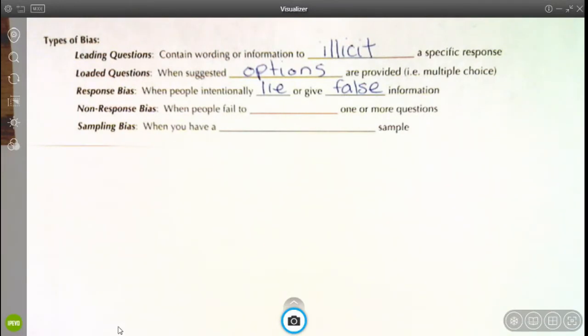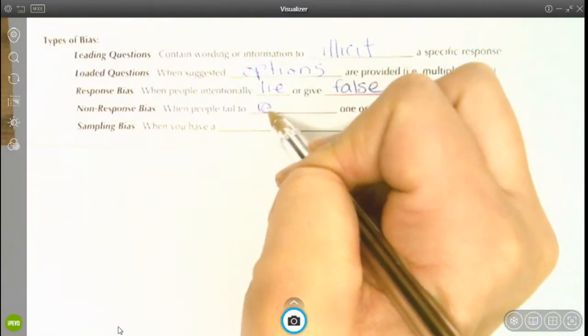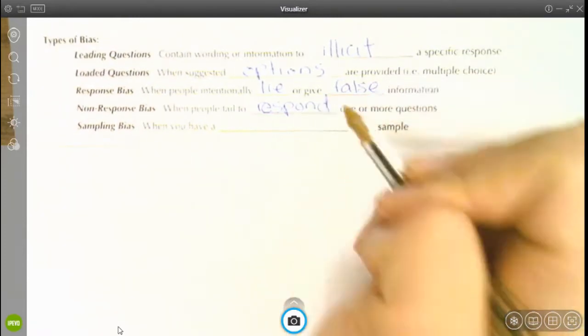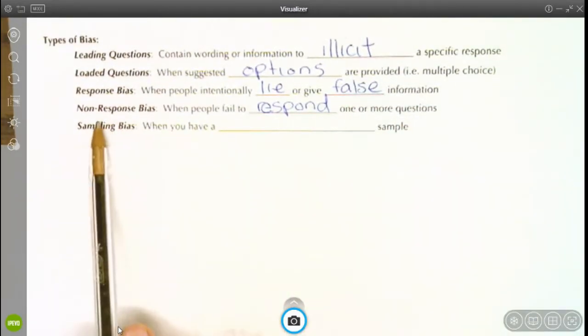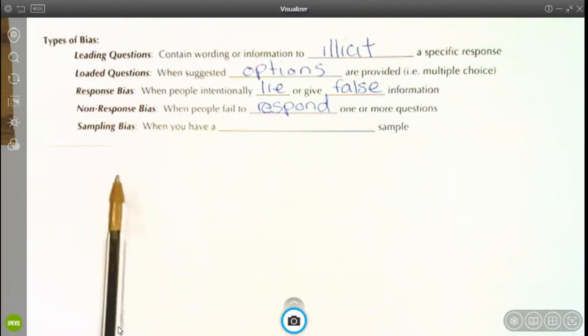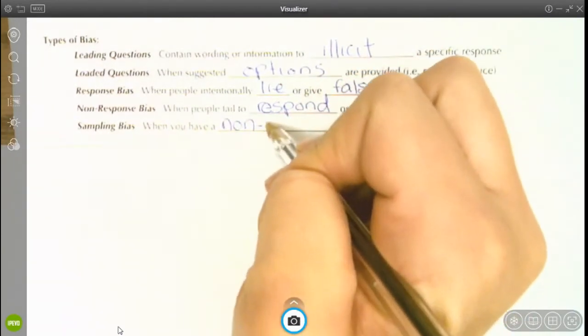And then there's non-response bias when people fail to respond to one or more questions. So that's exactly what it sounds like, non-response. They don't respond, and that creates bias. And then there's sampling bias when you have a non-representative sample, which we talked about on page 1.